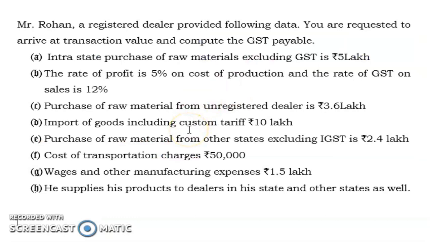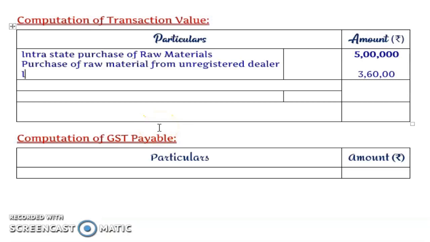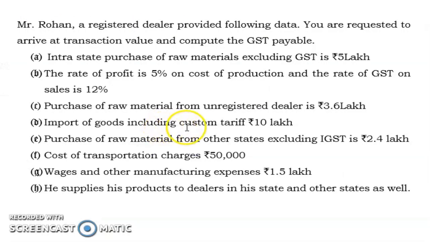Import of goods including custom tariff. So goods ಅನ್ನು import ಮಾಡಿದ್ದಾರೆ. Import ಅಂದರೆ purchase, right? We are purchasing from a foreign country. So import of goods, purchase again. So this we have to consider, import of goods, which is including custom tariff. ಅಂದರೆ custom duty include ಆಗಿದೆ, rupees 10 lakh.